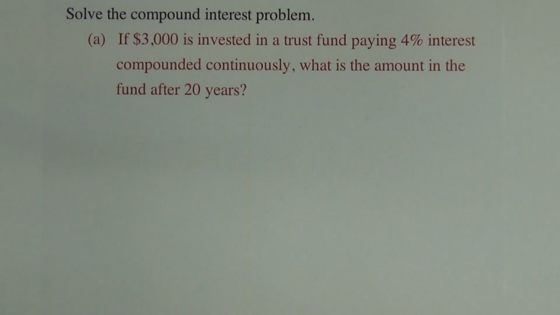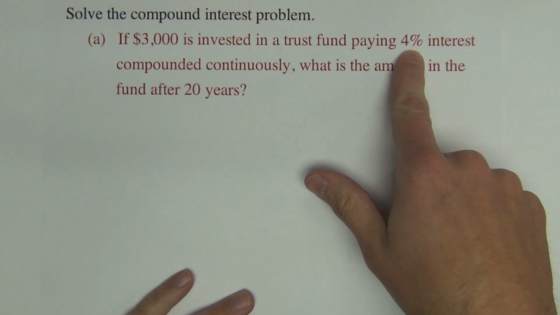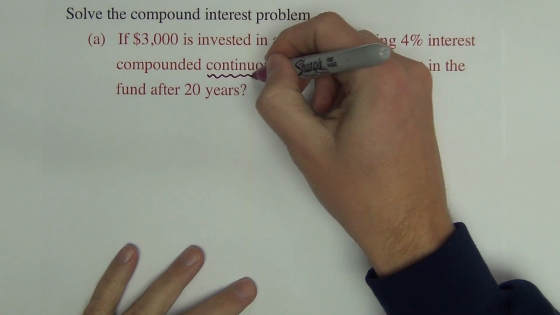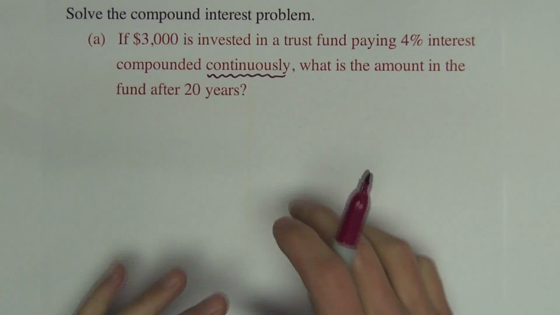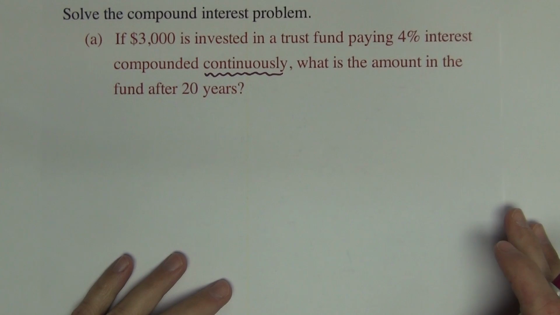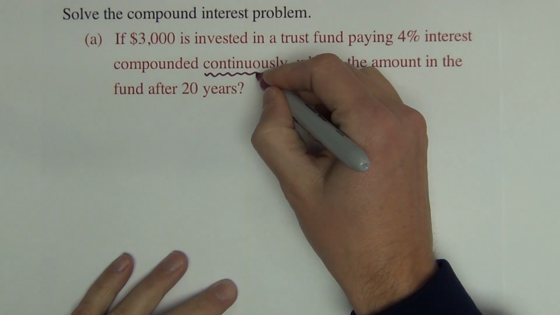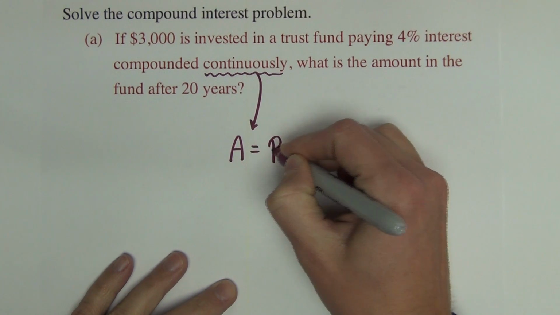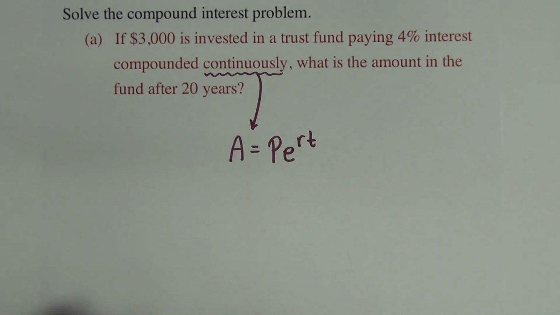First example says if $3,000 is invested in a trust fund paying 4% interest compounded continuously, that is important. What is the amount in the fund after 20 years? Now, for the purpose of this question on the test, you're only going to see ones where it says interest is compounded continuously, so we don't have to worry about other cases. The formula for continuous compounding of interest is A equals P times e raised to the rt power.